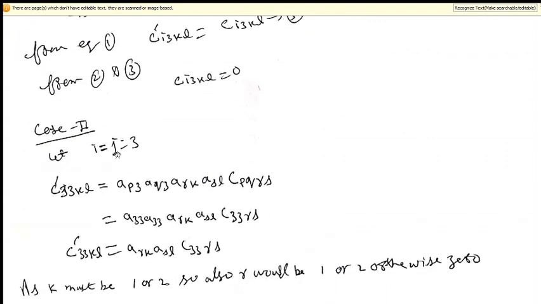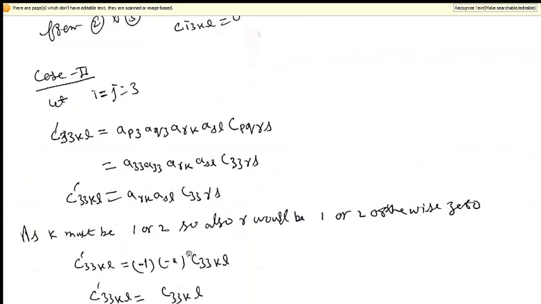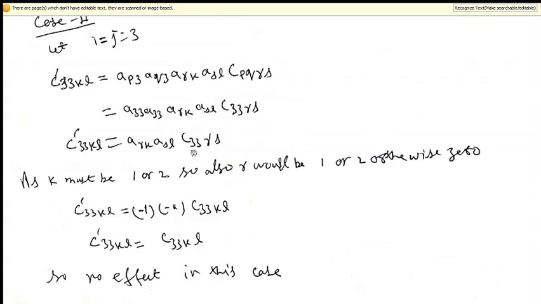Now second case: any two indices are equal to 3. We are supposing that the first two indices are equal to 3. We have on the right hand side this AP3, AQ3. We will open summation on P and Q. We have A33, A33. They are plus 1, plus 1, and we are left with this same argument. K and L must be 1 or 2, so R and S would be 1 or 2, otherwise 0. So here it will be minus 1, minus 1. We have here C33KL. There will be no effect on the components. So if any two indices are equal to 3, the result will remain the same.